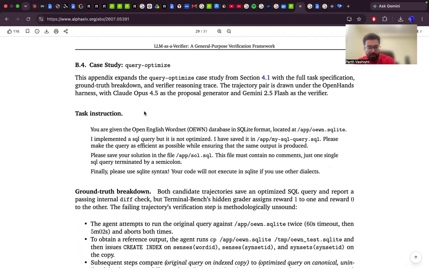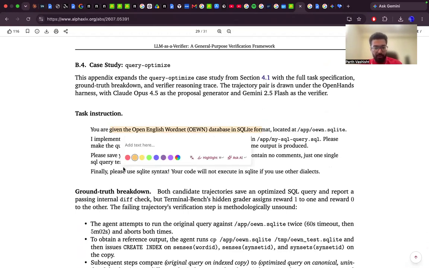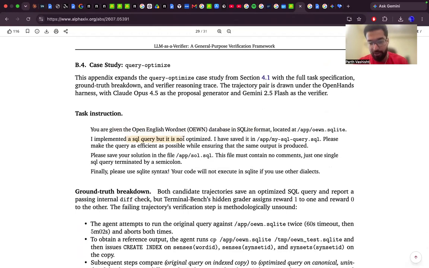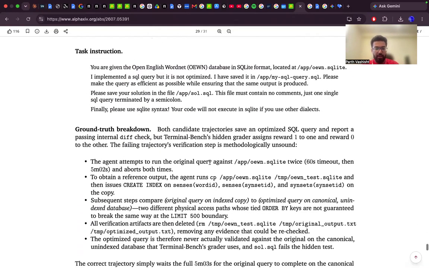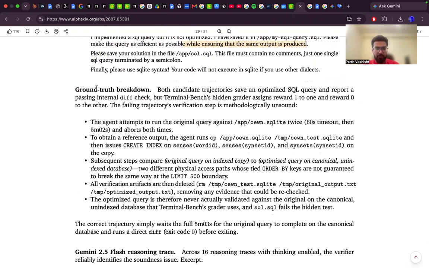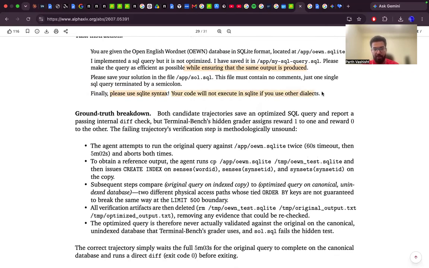The task instruction is that you are given an Open English WordNet database and an SQL query that is not optimized. Please save your solution in this file. Please make the query as efficient as possible while ensuring the same output is produced. This is another evaluation criterion. Finally, please use SQLite syntax. This is also important.